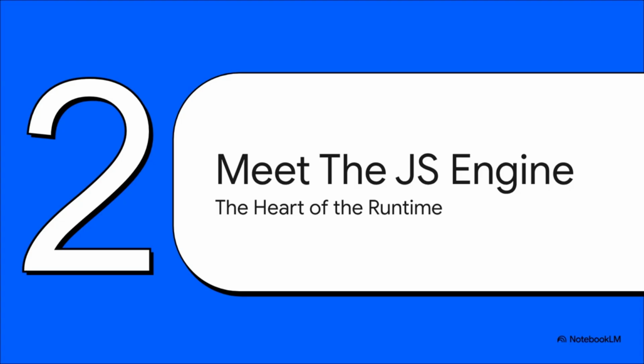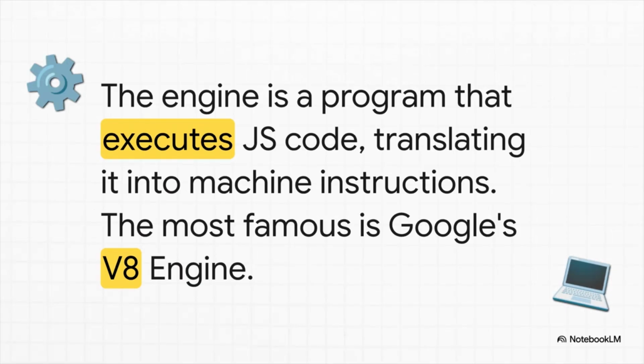So if the runtime is the big box, what's the most important thing rattling around inside? Well, let's zoom in on the real heart of the operation, the JavaScript engine. The engine, this is the translator. It's the core program that does all the heavy lifting, taking your human-friendly JavaScript and turning it into instructions the computer's processor can actually understand and execute. Every browser has one, but you've probably heard of the most famous one, Google's V8 engine. It's the powerhouse behind both Chrome and Node.js.